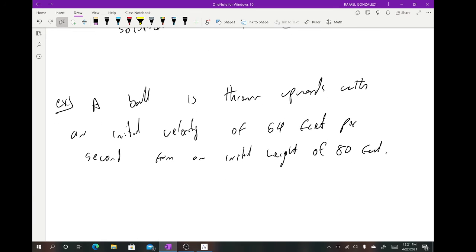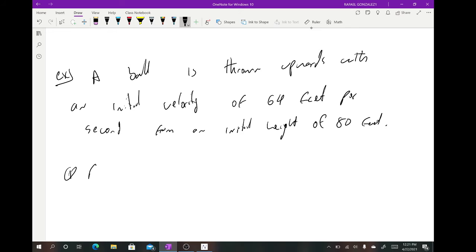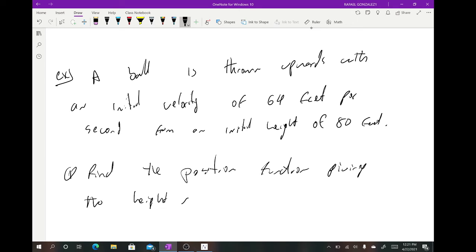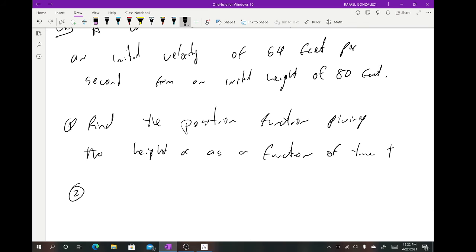Now, we are asked to do two things. One, we want to find the position function that gives the height x as a function of time t. And two, we're going to find when the ball hits the ground.